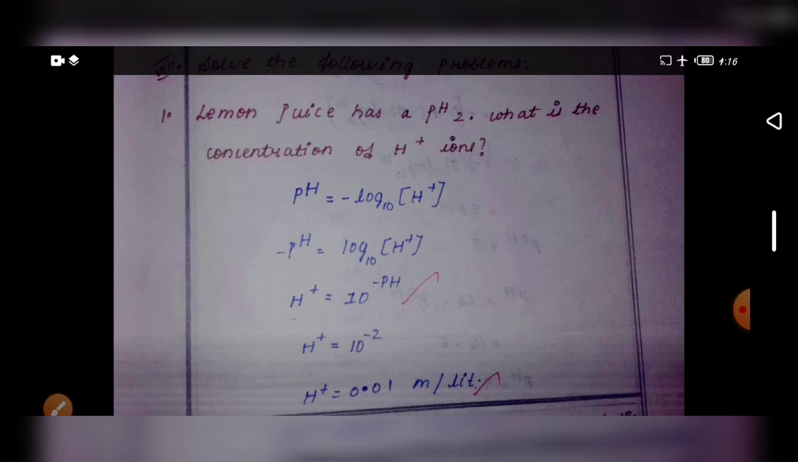Next sum, solve the following problems. That is the first sum in your book back evaluation. Okay, 8th Roman. Lemon juice has pH.